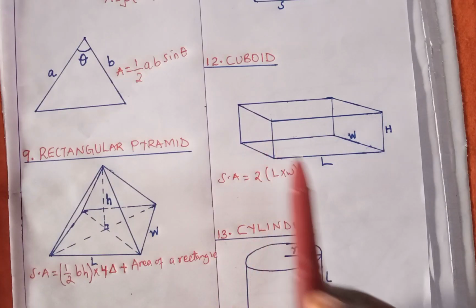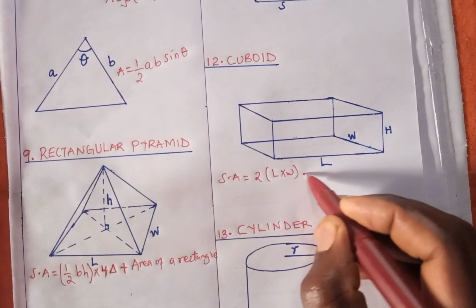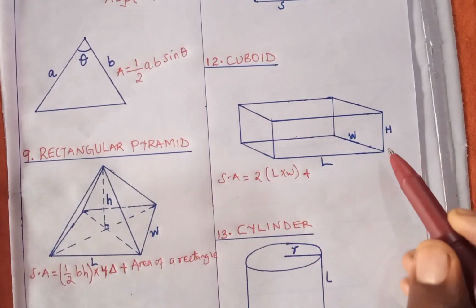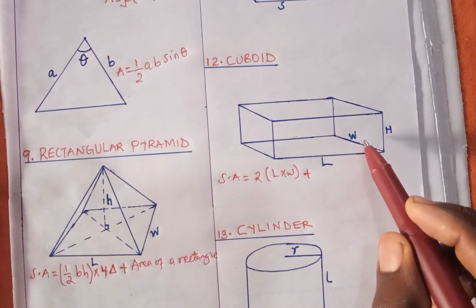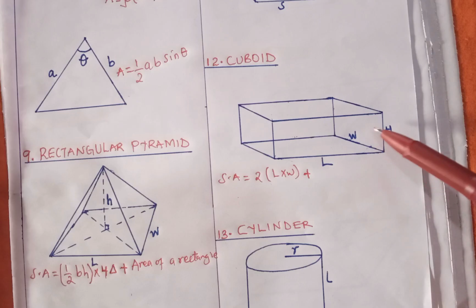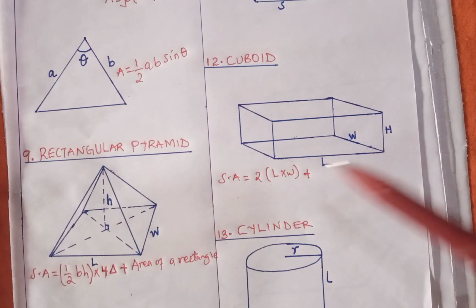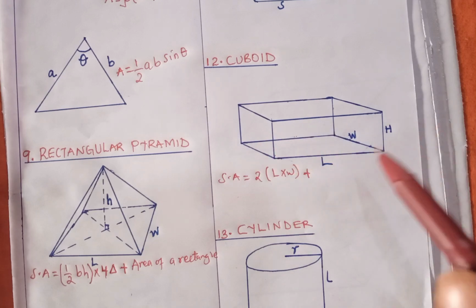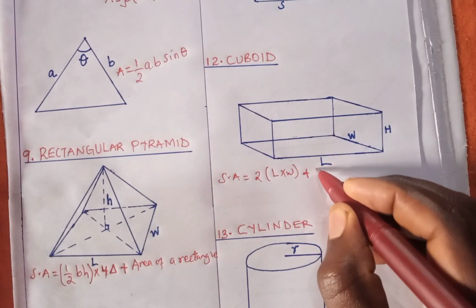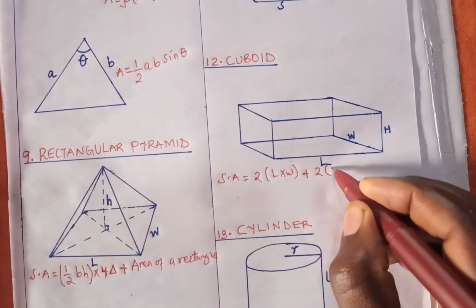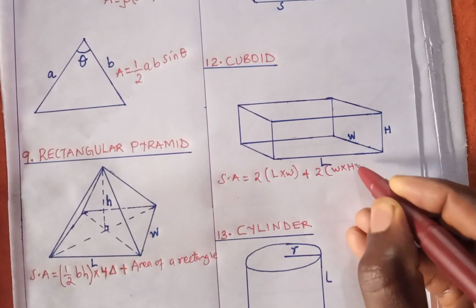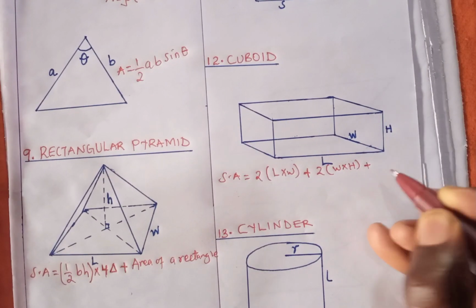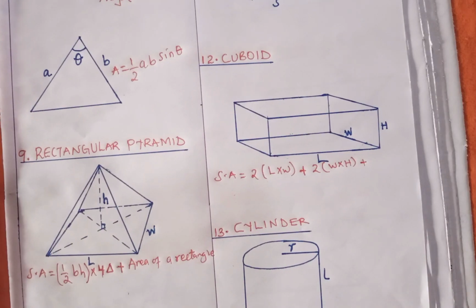The same applies to what? To width and height. The width and height we have on this other side is the same as the width and height we have on this same face. So we are going to multiply by 2. So it is 2 multiplied by width times height, and of course the last face that we are going to deal with is in fact length times height.